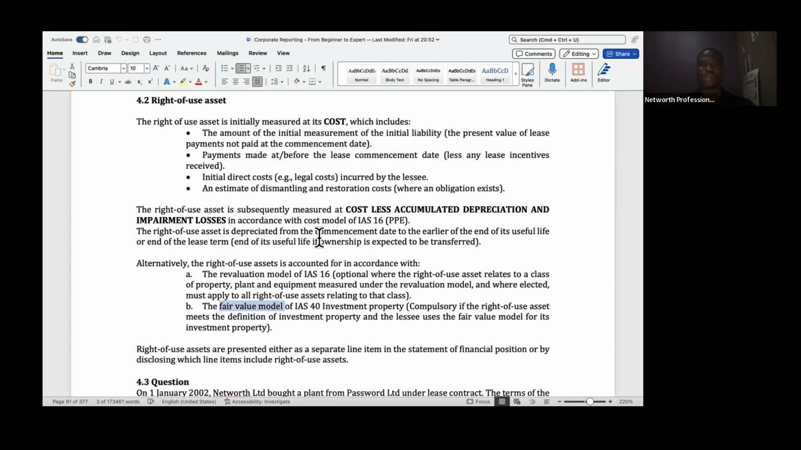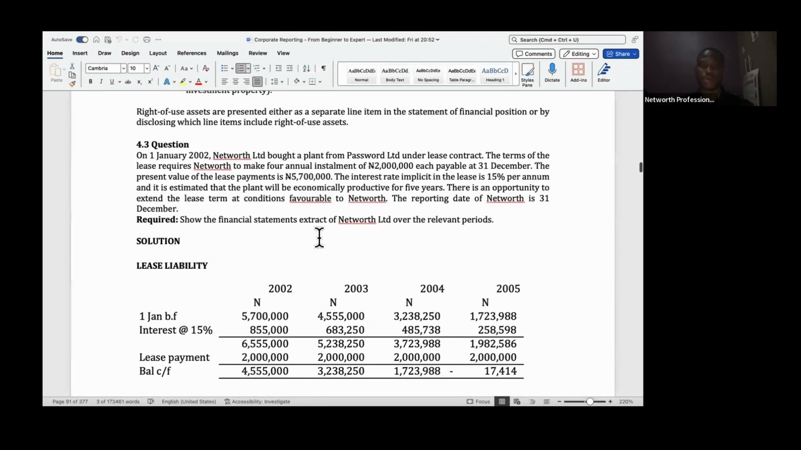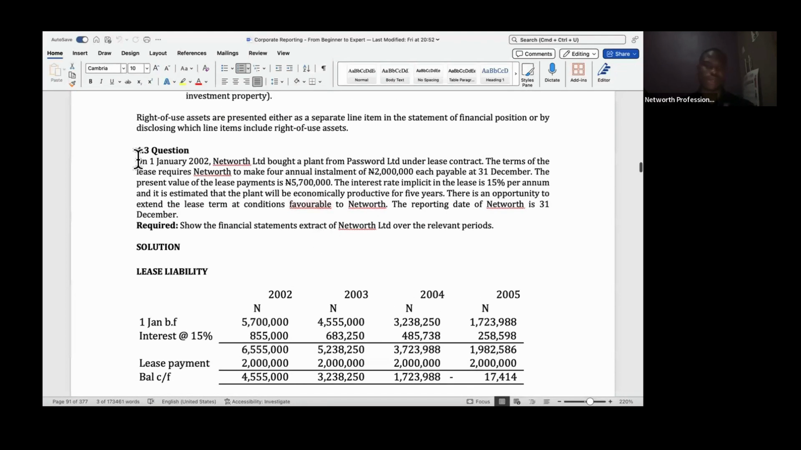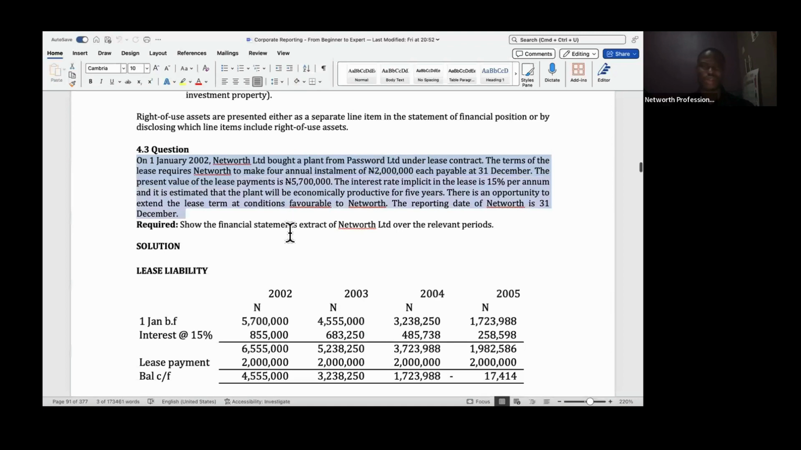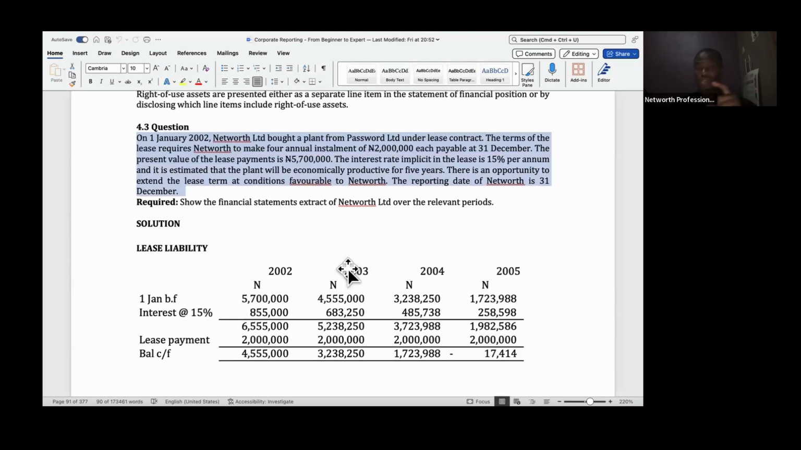You will just be required to calculate a right of use asset, and you'll be required to calculate depreciation at the end of the year. We looked at some questions last week. Yeah, so the first question majorly looked at where the payment is made in arrears. That is at the end of the year, I mean the lease rental. Then in that case, I added the interest before deducting the lease rentals.